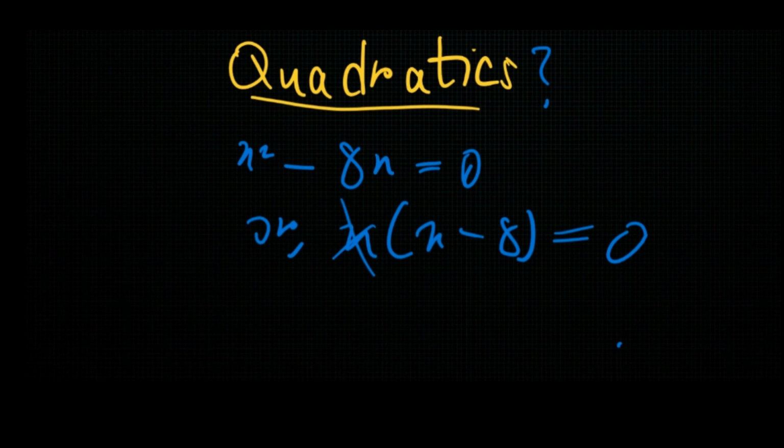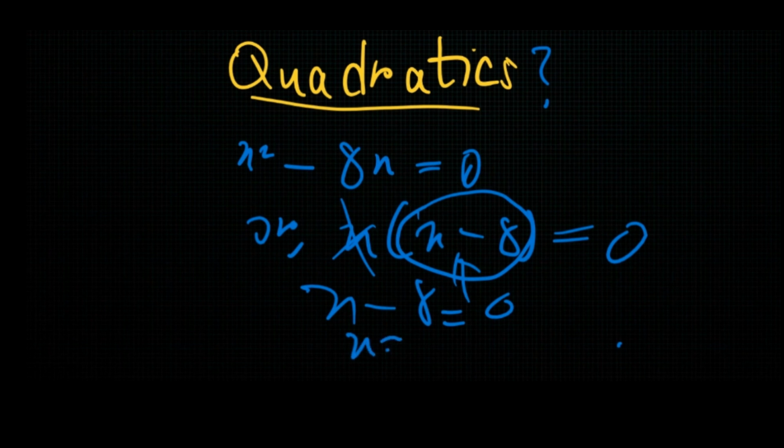You don't need to think about this x. What you have to focus on is the inner one, this one. Now taking 8 to the other side, we'll get positive 8. We'll also get x equals 0, because a quadratic must always contain two answers, always. So in this case, our x will be 8 and 0.